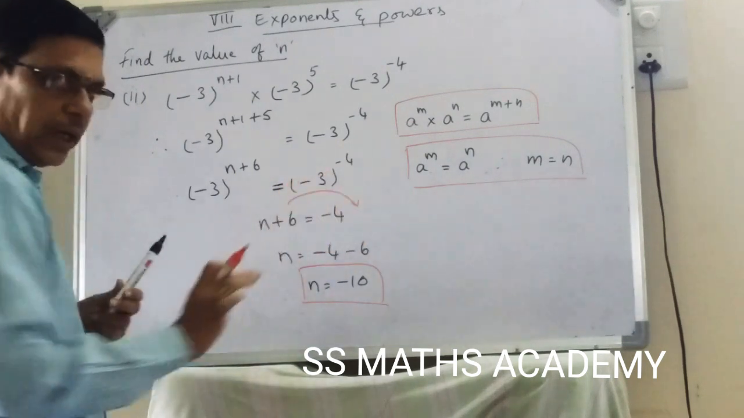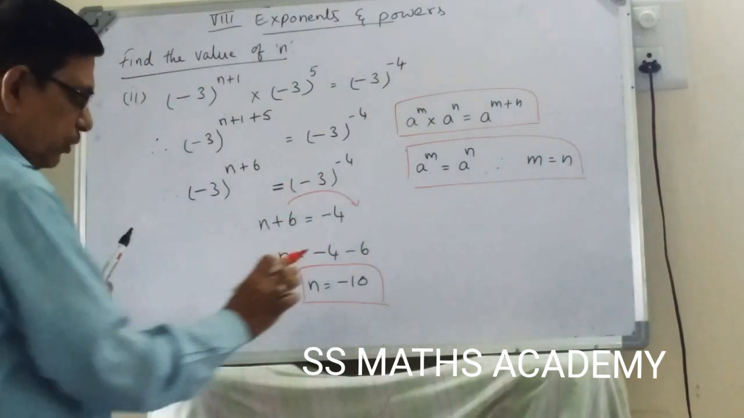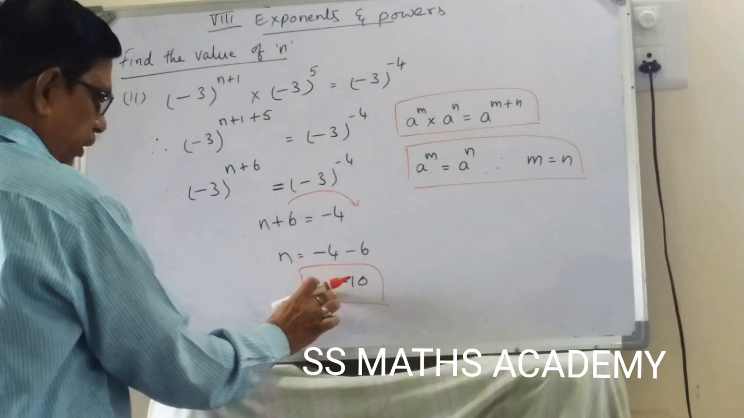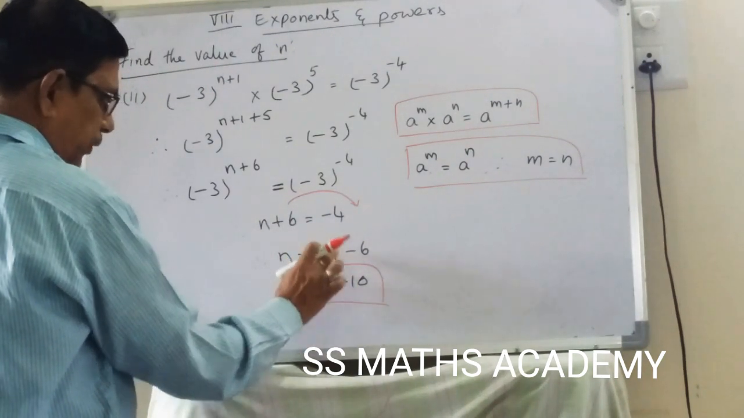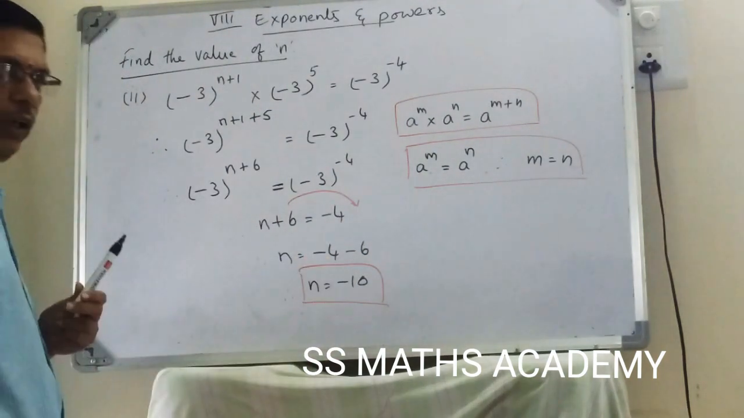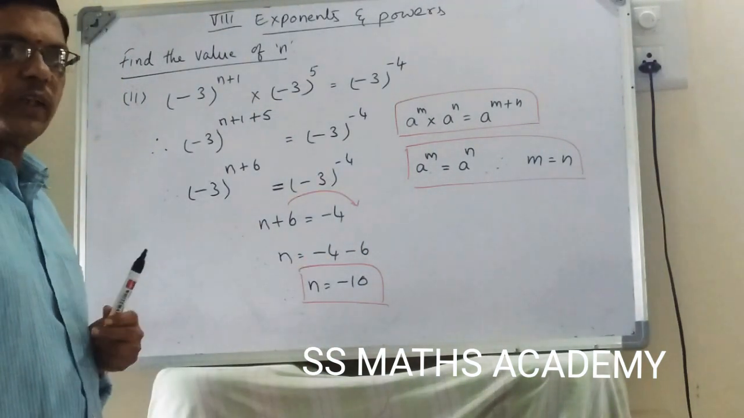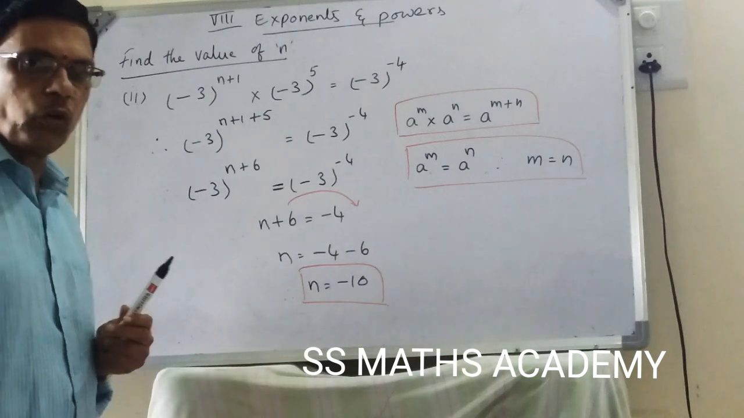If we bring this 6 to this side, plus 6 will become minus 6. So n is equal to minus 4 minus 6. When both are minus, put minus and add. 4 plus 6 is equal to 10. So n is equal to minus 10. Is it clear to all of you? Have a look.